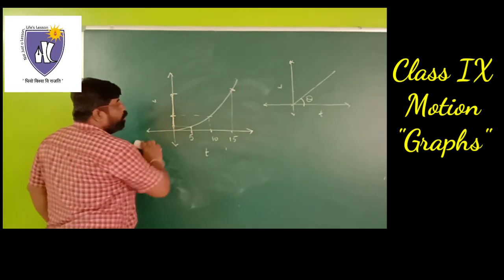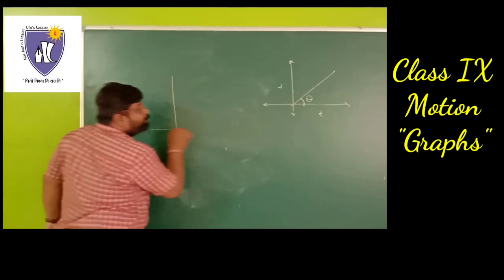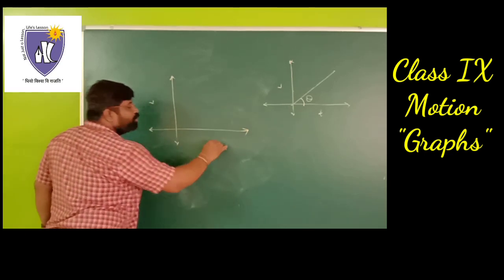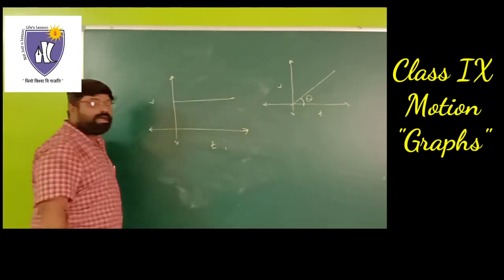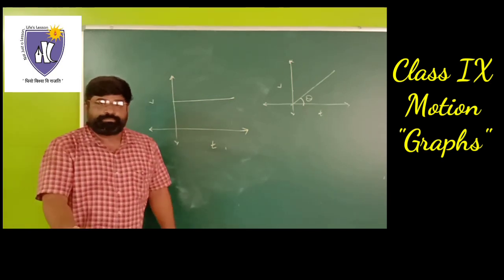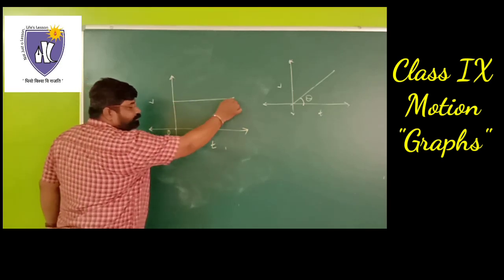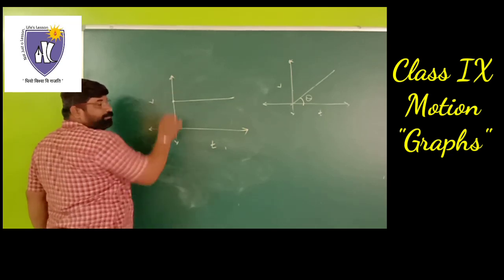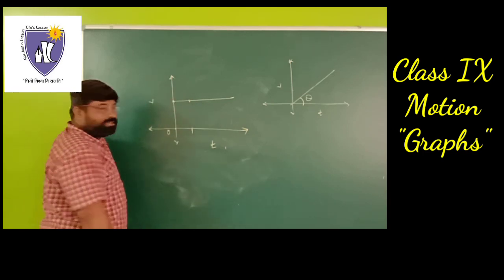Now what if we have a graph which is parallel to the time axis, but it is not a position-time or a distance-time graph, but a speed-time or velocity-time graph? What does a graph parallel to the time axis represent? As you see from the graph, time is changing, but the object is not changing its velocity. At this time, the velocity of the object is this one.